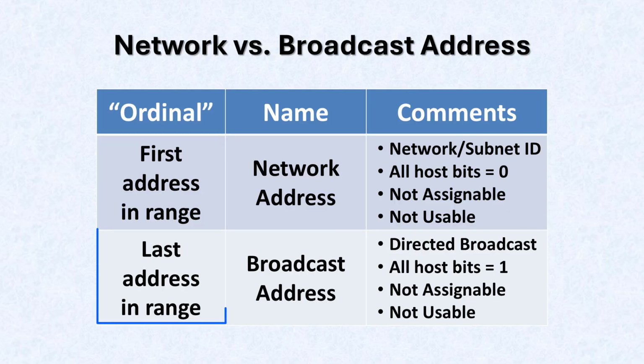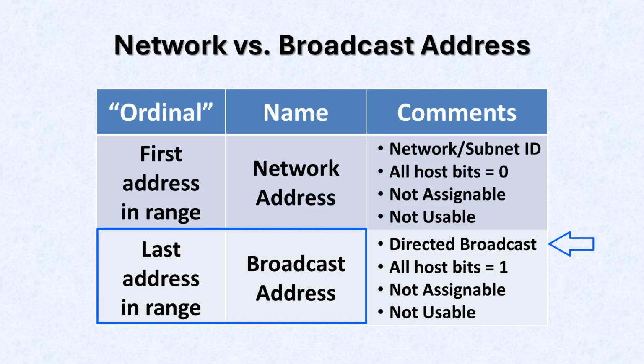The last address in a range of network addresses is the broadcast address. Technically, it is the directed broadcast address. It is used to send traffic to all devices within a specific network. To get the broadcast address, set all host bits to 1. The broadcast address cannot be assigned. It is not usable.